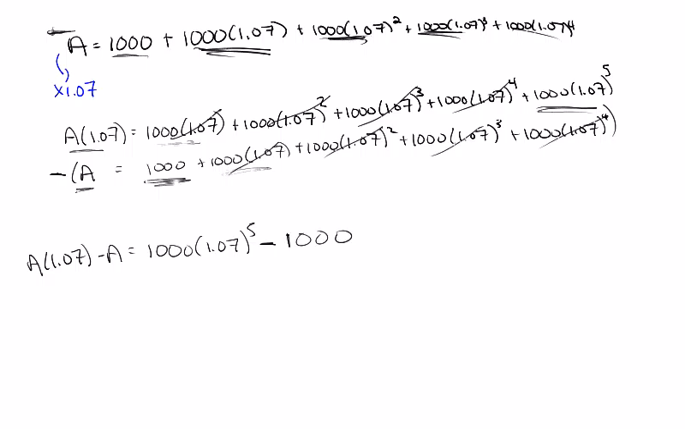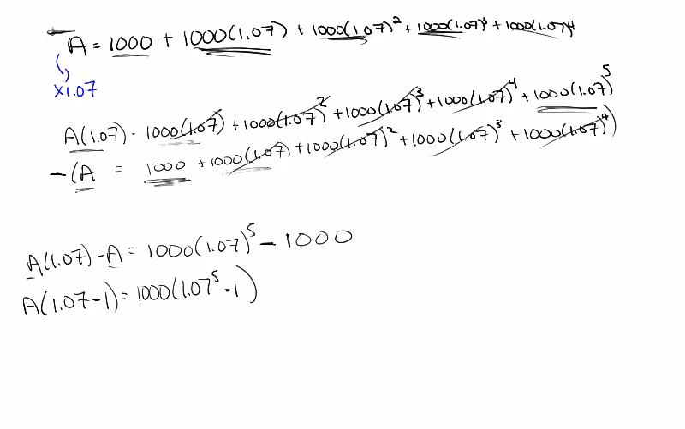Now we're going to start cleaning some stuff up. On the left-hand side, since I see an A in both terms, I can factor it out, and I have 1.07, and here is minus 1. On the right-hand side, I can factor out 1,000, and I have 1.07 to the 5th, and here I'll be left with a minus 1.